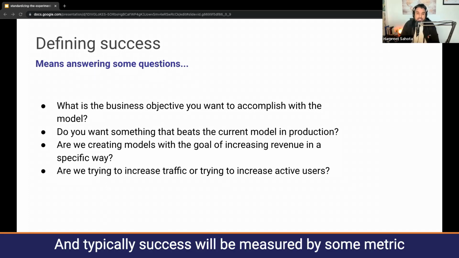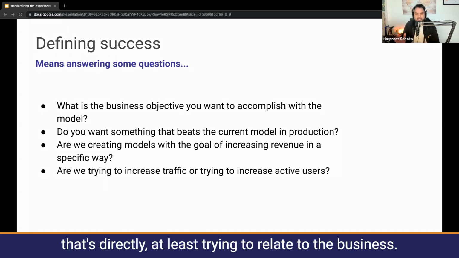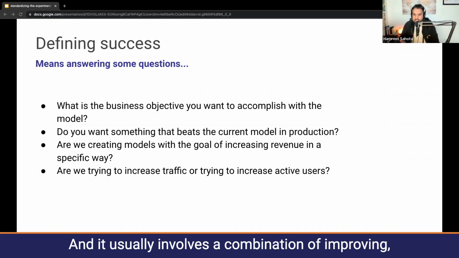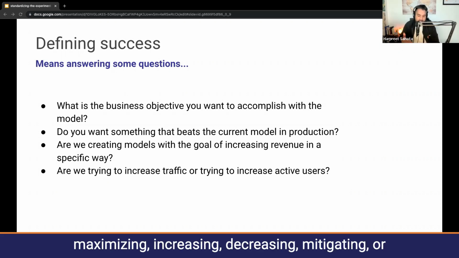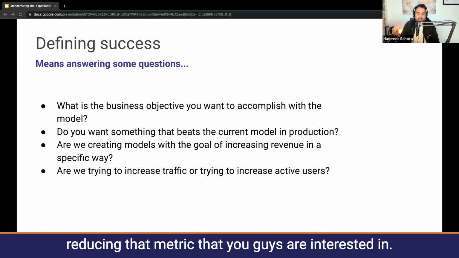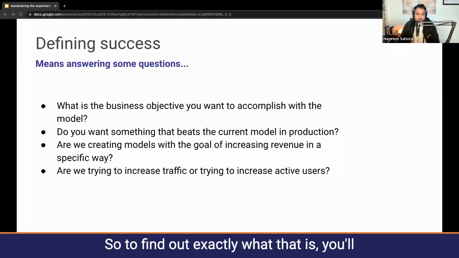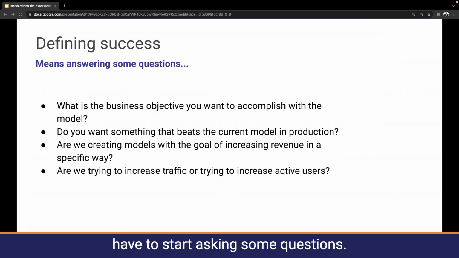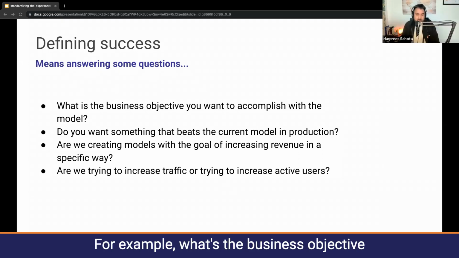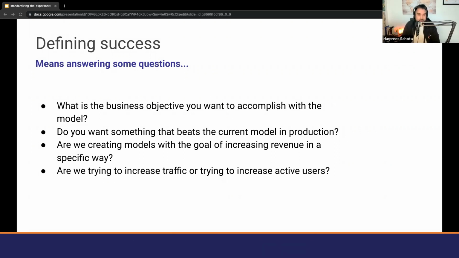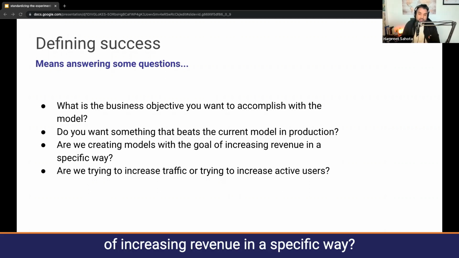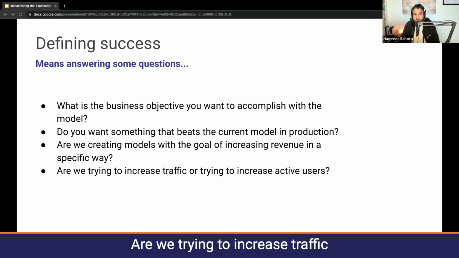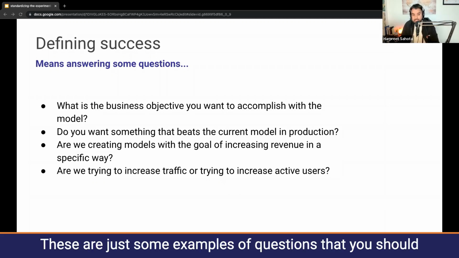Typically, success will be measured by some metric that directly, or at least tries to, relate to the business, and usually involves a combination of improving, maximizing, increasing, decreasing, mitigating, or reducing that metric that you're interested in. To find out exactly what that is, you'll have to start asking some questions. For example, what's the business objective that you want to accomplish with the model? Do you want something that beats the current model in production? Are we creating models with the goal of increasing revenue in a specific way? Are we trying to increase traffic or increase active users?